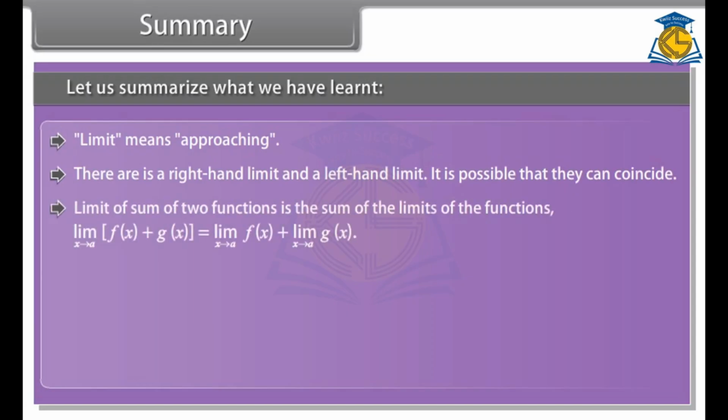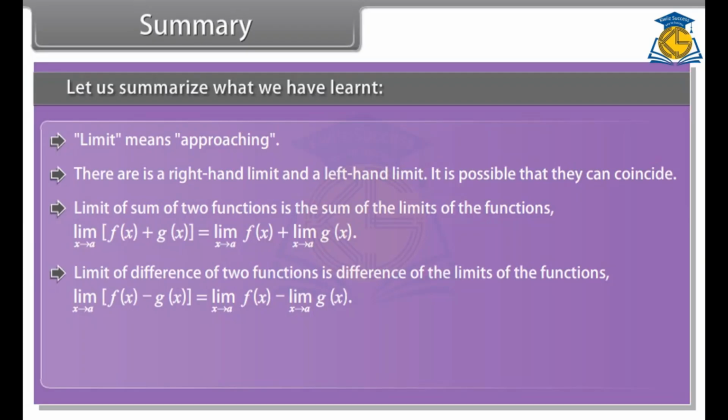Limit of the sum of two functions is the sum of the limits of the functions. Limit x tends to a of f(x) + g(x) is equal to limit x tends to a of f(x) plus limit x tends to a of g(x). Limit of the difference of two functions is the difference of the limits of the functions. Limit x tends to a of f(x) − g(x) is equal to limit x tends to a of f(x) minus limit x tends to a of g(x).